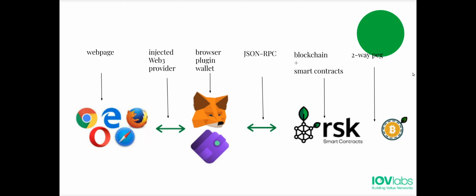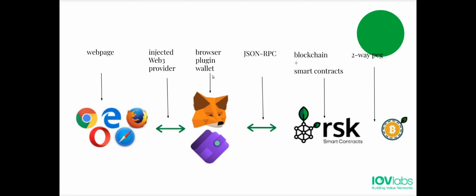So very briefly, a browser talks to an injected Web3 provider, which talks to a browser plugin wallet, which signs the transactions and transmits them over JSON RPC, which is the network protocol, and that talks to RSK, which is a blockchain, and also a smart contract platform, and that talks to another blockchain via a two-way peg called Bitcoin, and all of the transactions on the RSK blockchain are pegged or secured using the Bitcoin blockchain. So today's topic will be focusing on these three items.